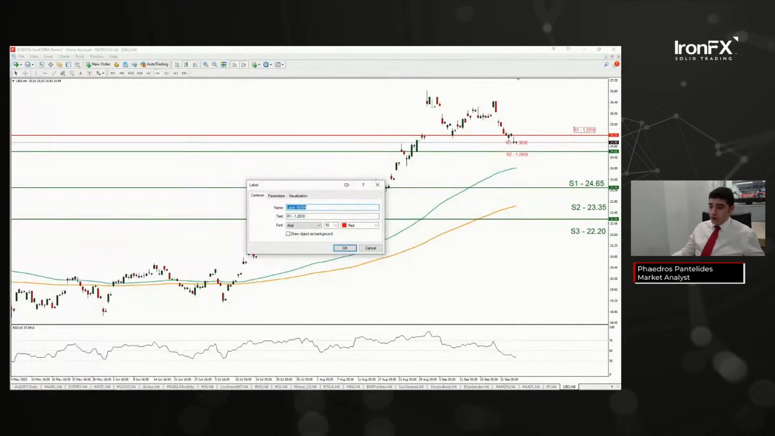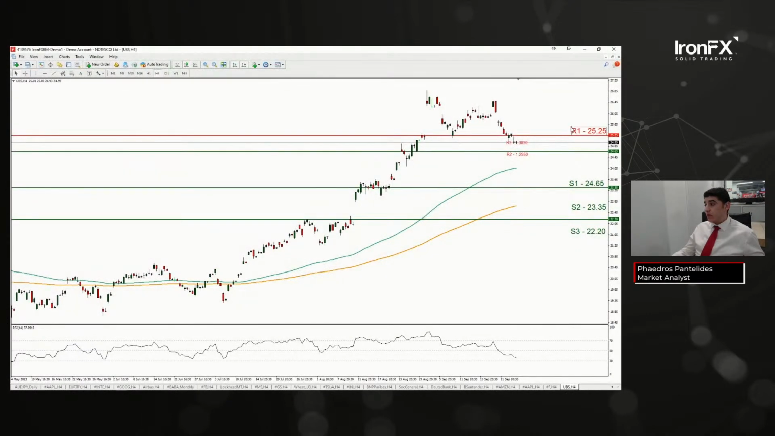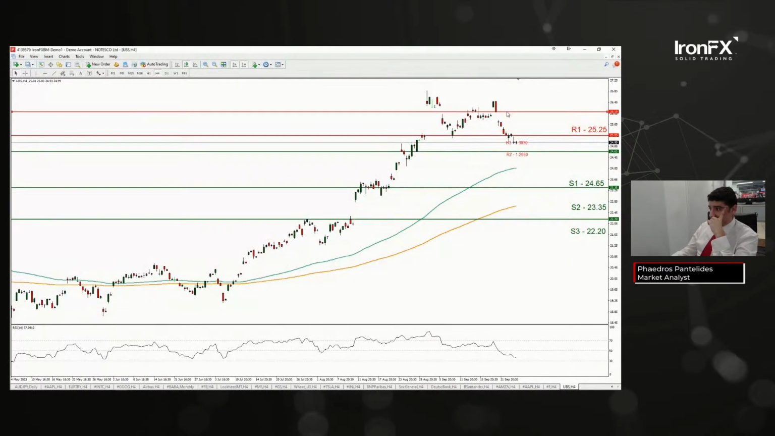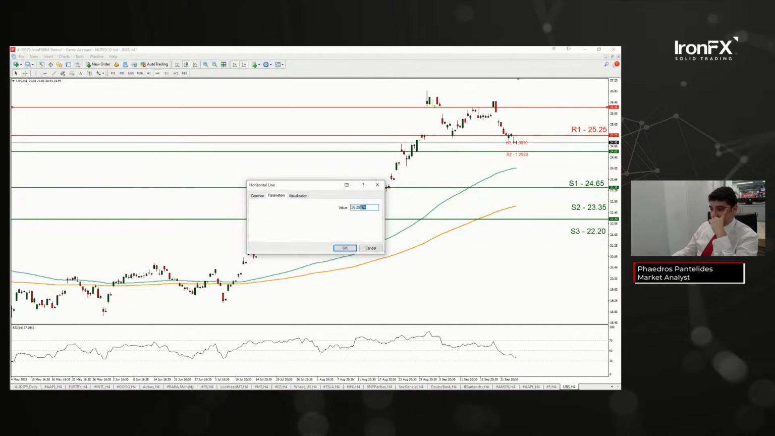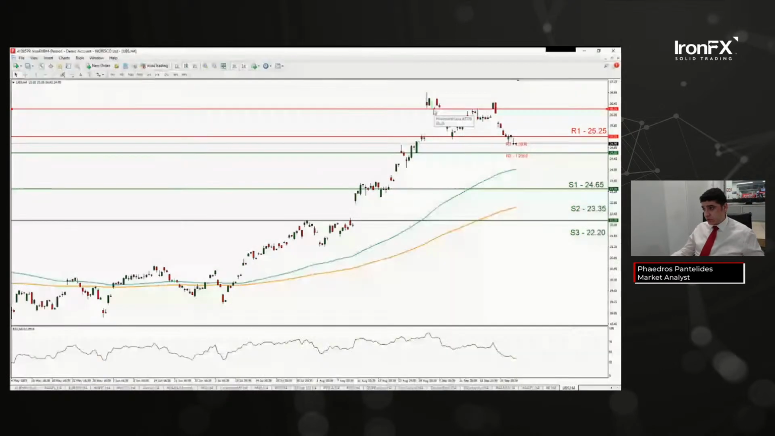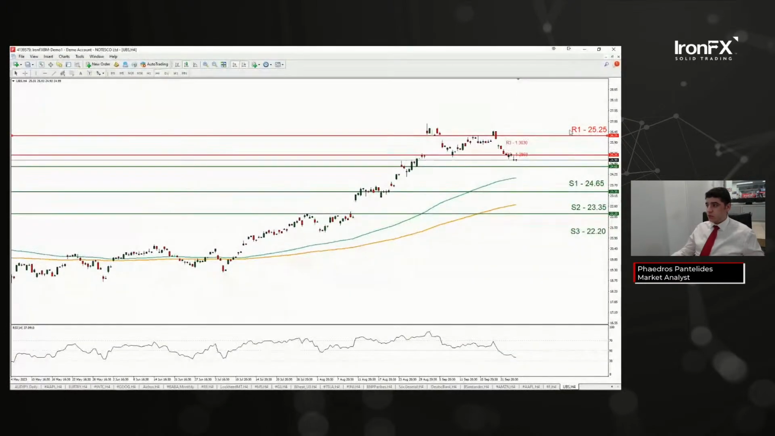So R1 at this point, 25.25. And then we could place resistance level at R2. We could place it either at the 26.10 level, 26.25 would be perhaps more appropriate. Simply look at how it's coinciding with this bullish candle, these dojis as well.